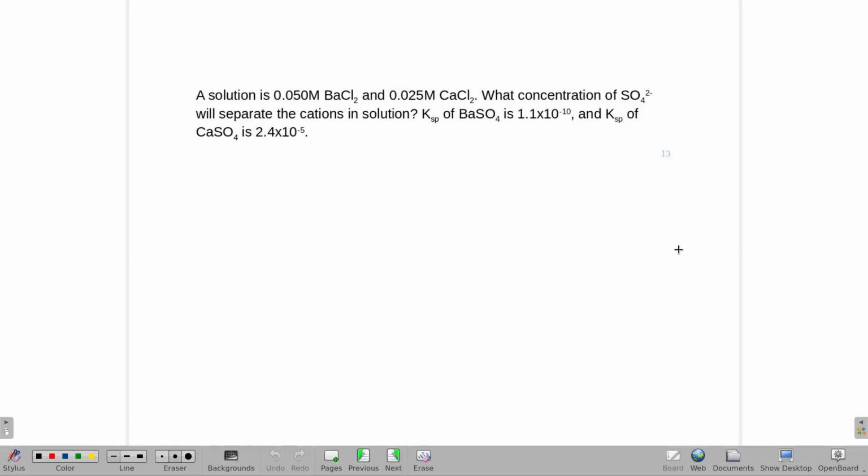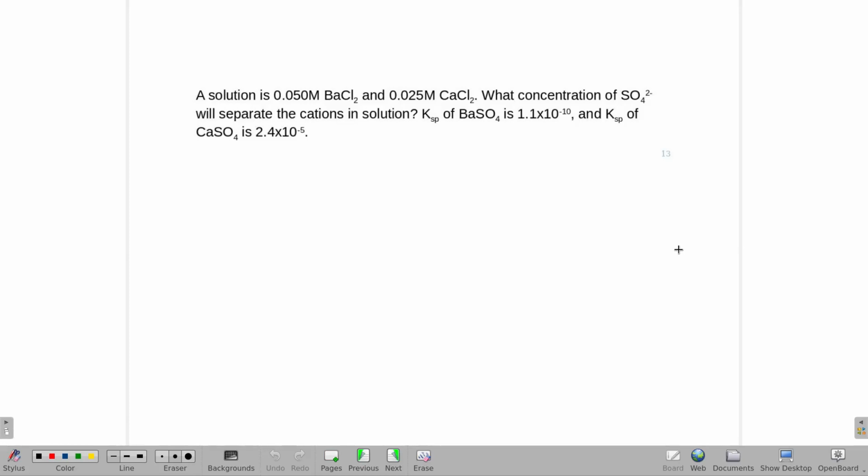All right, let's actually try a different one. This is a situation where we're going to try to clean the water up, or separate things. So we have 0.05 molar barium chloride and 0.025 molar calcium chloride. They're mixed together, so those are the concentrations of that mixture. We want to know what concentration of sulfate we would need, how much sulfate we'd have to add to get one of those to precipitate out completely and none of the other.